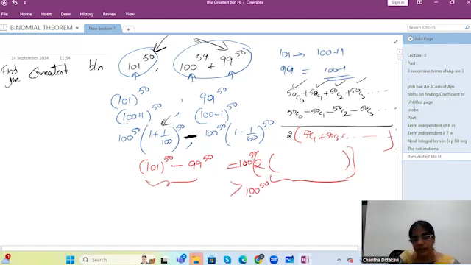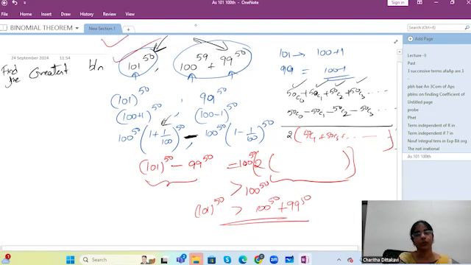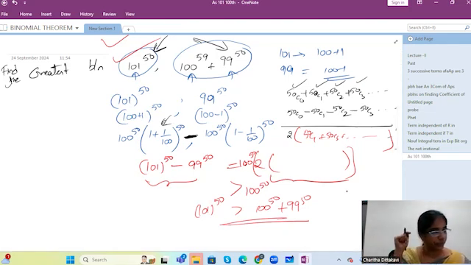So now, is it the same as writing, just send it to the other side, 101 to the power 50 greater than 100 to the power 50 plus 99 to the power 50, right? So your first one is only greater. Understood? So with this, we are closing the level 1 problem. These are all based on level 1.